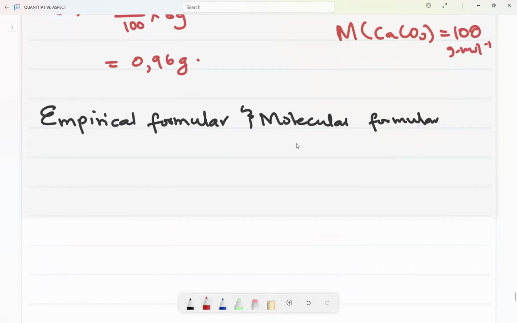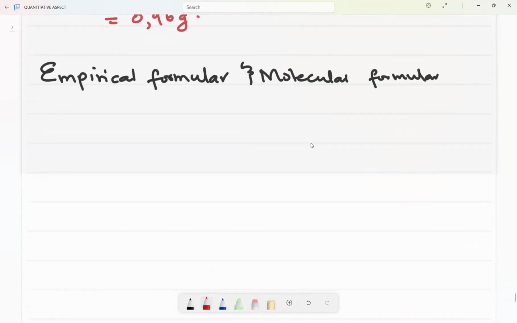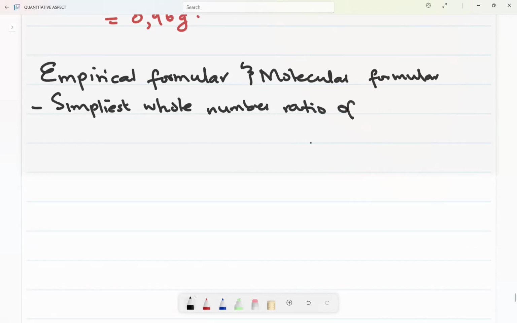Let's look at interesting stuff for the day, what we refer to as the empirical formula. When we define empirical formula, it is the simplest whole number ratio of atoms in a compound.